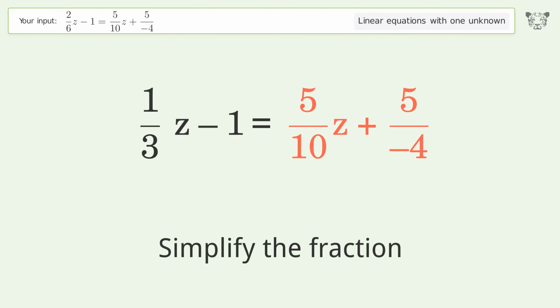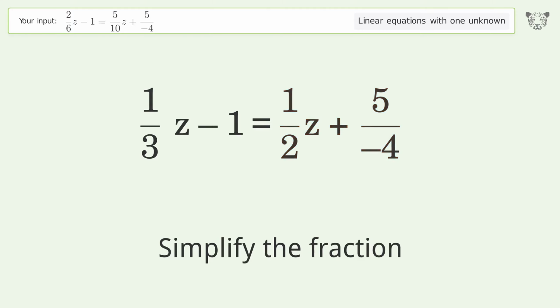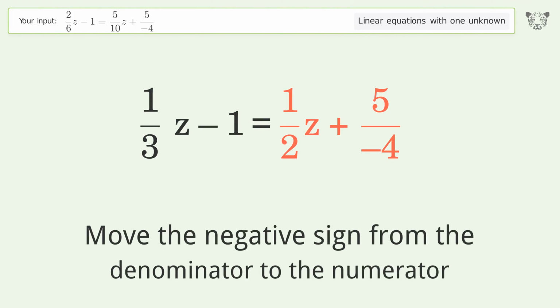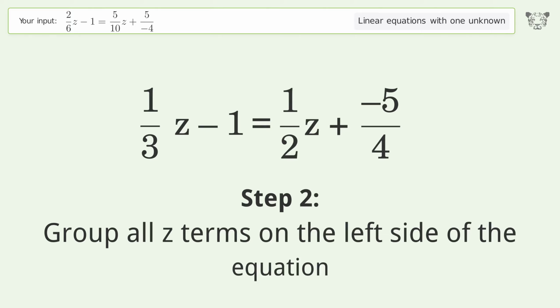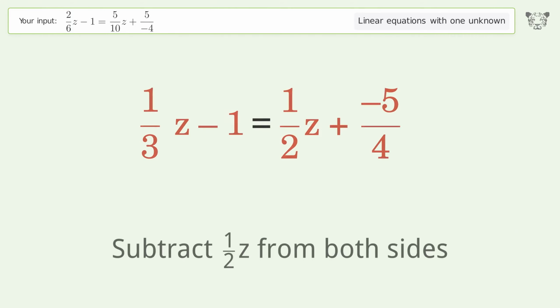Simplify the fraction. Move the negative sign from the denominator to the numerator. Group all z terms on the left side of the equation. Subtract 1/2z from both sides.